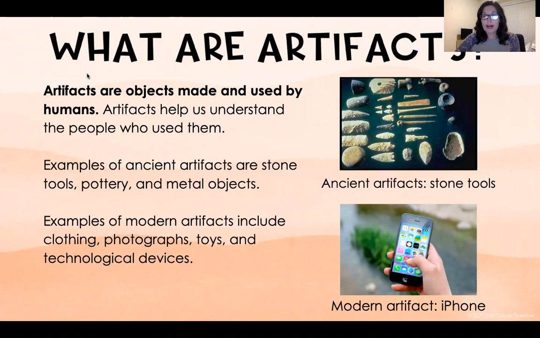So some artifacts are ancient. That means from thousands of years ago. So examples of ancient artifacts are stone tools, pottery, and metal objects. A picture of some of those stone tools is in the top image. There's also modern artifacts. Those are artifacts from today. Some examples of modern artifacts include clothing, photographs, toys, and technological devices, such as cell phones and even your iPad.